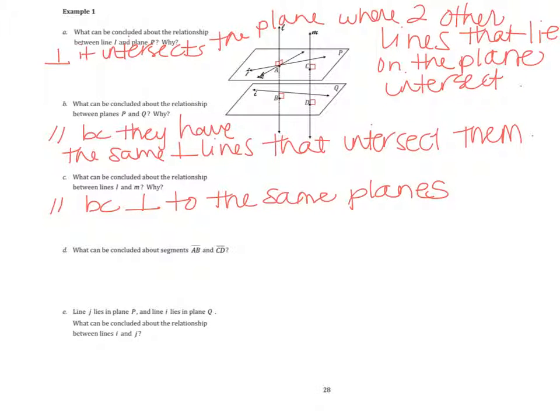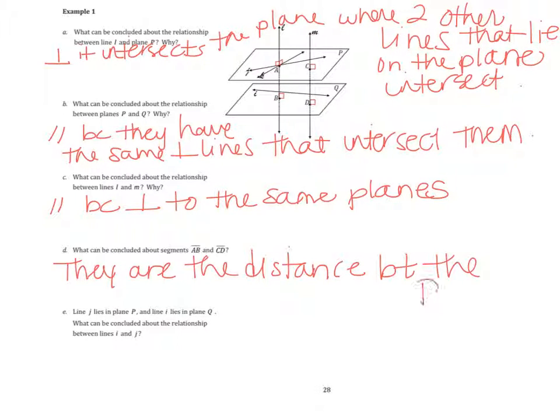And what can be concluded about segments A, B, and CD? They are the distance between the planes. And line J lies in plane P, and line I lies in plane Q. What can be concluded about the relationship between lines I and J is that they are skew.